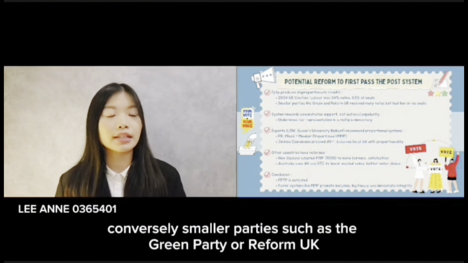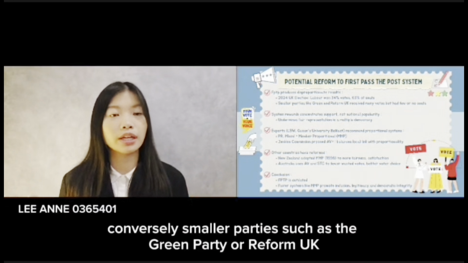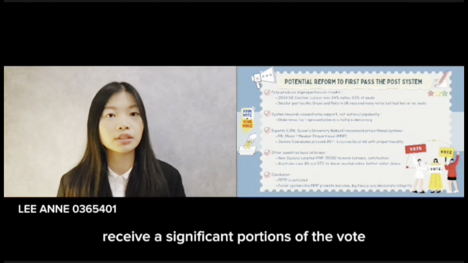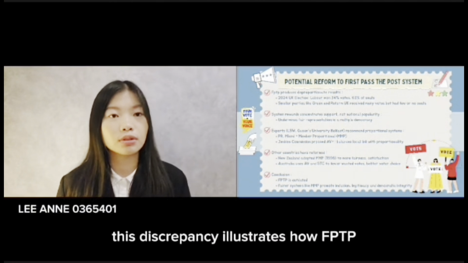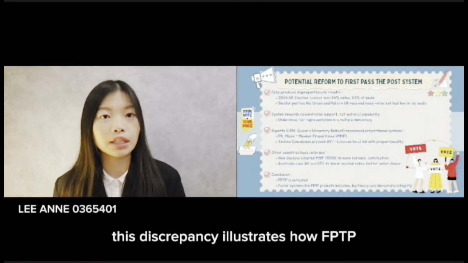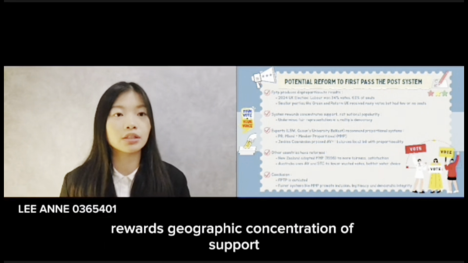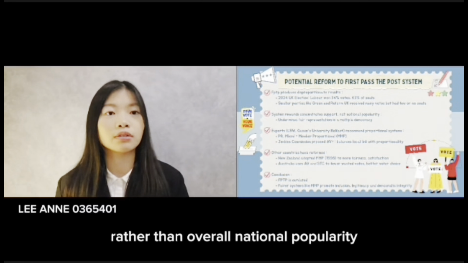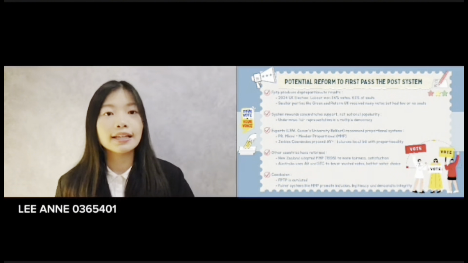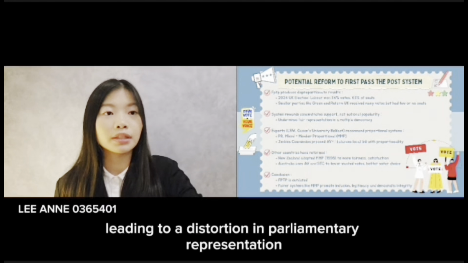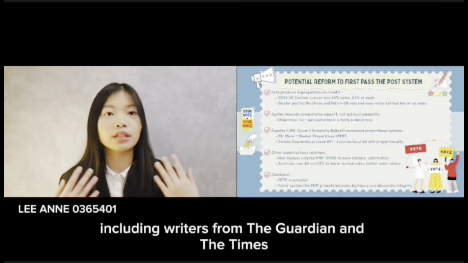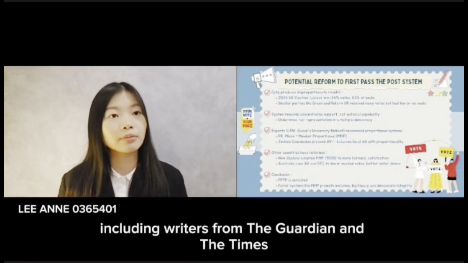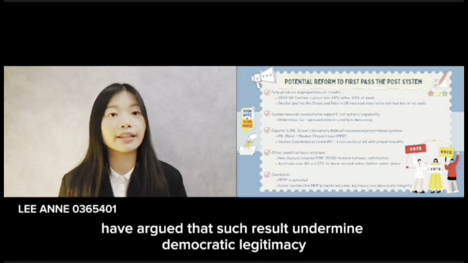Conversely, smaller parties such as the Green Party or Reform UK received a significant portion of the vote but won very few seats or none at all. This discrepancy illustrates how FPTP rewards geographic concentration of support rather than overall national popularity, leading to a distortion in parliamentary representation. Numerous commentators, including writers from The Guardian and The Times, have argued that such results undermine democratic legitimacy.